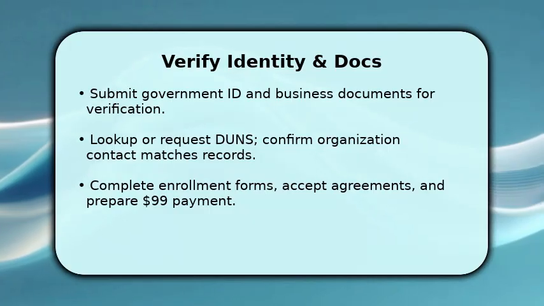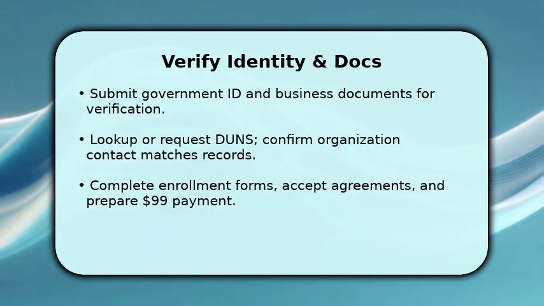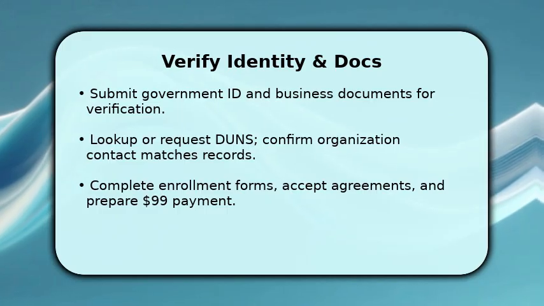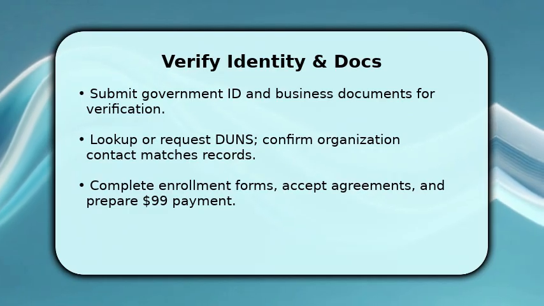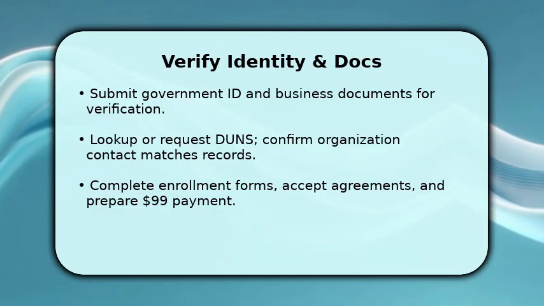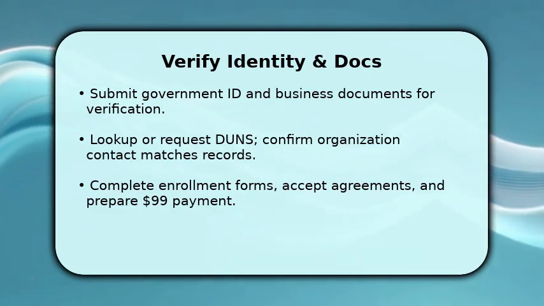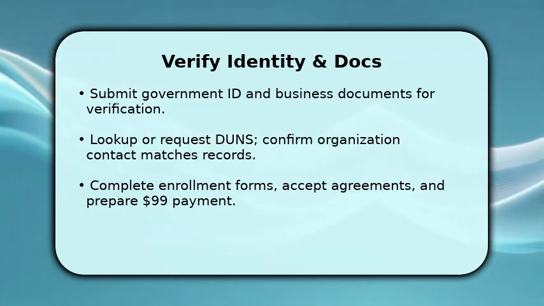Next, submit the required documents through the enrollment flow and follow the prompts to verify your identity and business status. Apple compares submitted names to DUNS and government records. If you need a DUNS, request it now and confirm the registered business contact matches your enrollment contact to avoid mismatches. Read and accept the developer agreements carefully, then prepare the $99 annual fee.